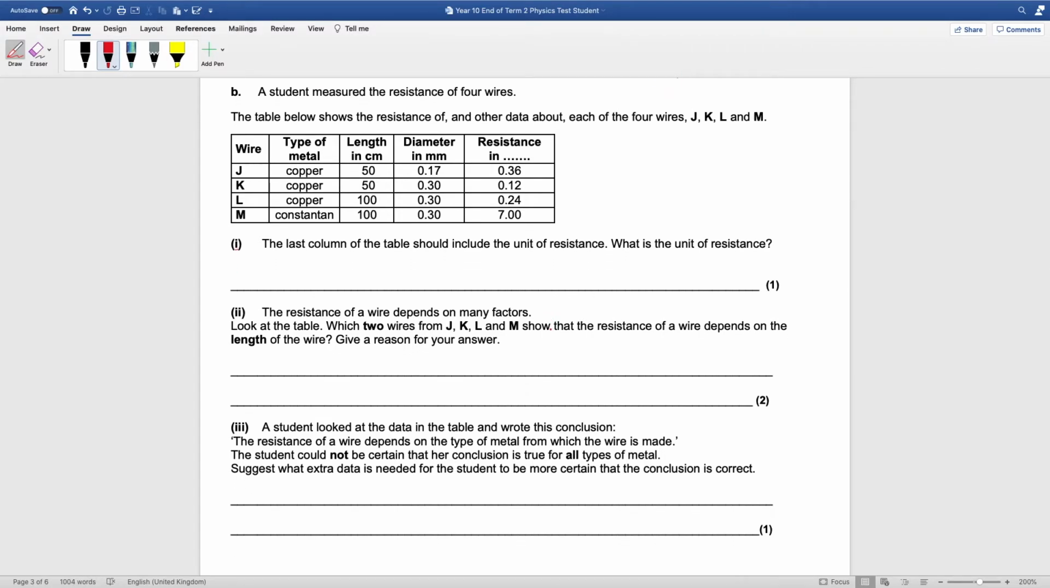Part B then, the units of resistance, ohms, lowercase o, with the symbol omega. Don't put a capital O on your ohms because that's wrong.